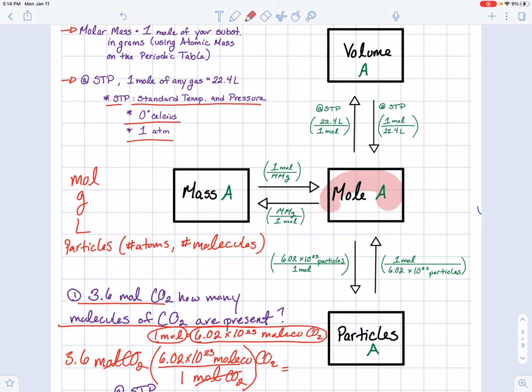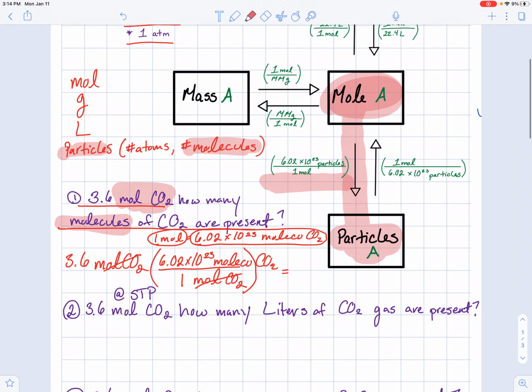You started in moles. I know that because I see that my given value is in moles. And I'm asking you to move to molecules. Now remember, particles are molecules, or molecules are particles. So you're going to move from moles and you're going to go down. You're going to follow that down arrow to particles. And that down arrow is suggesting that this is the conversion factor that you need to use. Then you'll multiply it out and you'll get an answer.